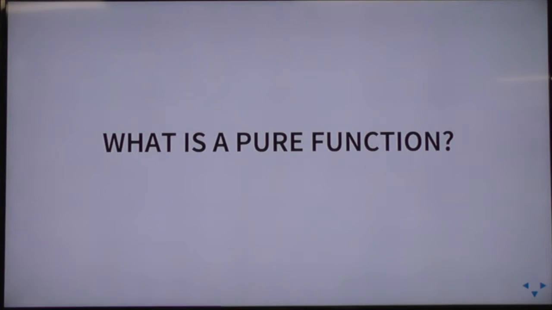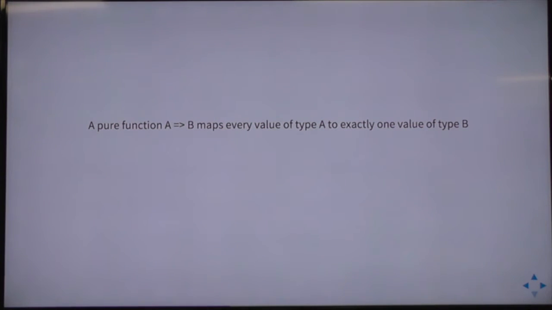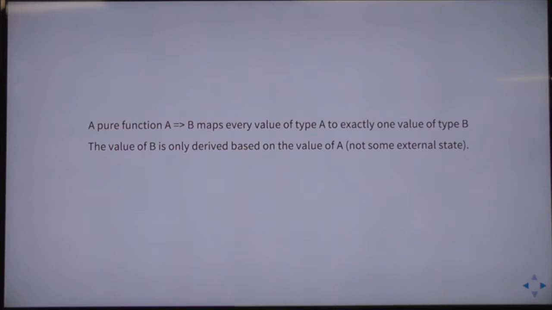Cool. So really, what are we talking about with a pure function? We've been very hand-wavy at the moment. It's just no naughty things. But let's define it properly. So a pure function is something that goes from type A to type B and maps every value of type A to exactly one value of type B. And it only does that based on the value of A, and not some external state. It doesn't go off to a database. For any given A, it will always return the same B.